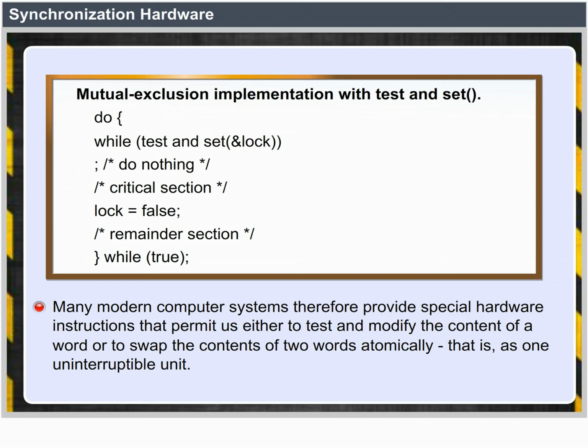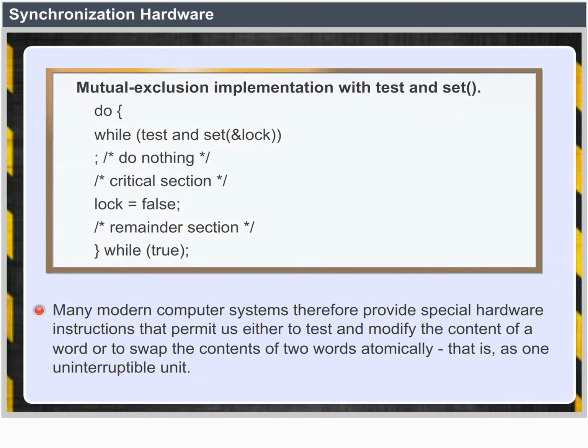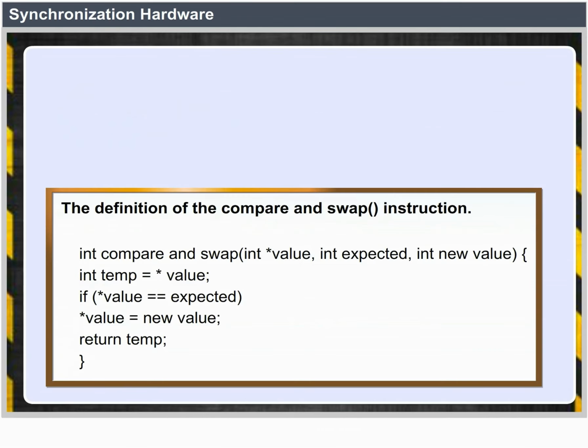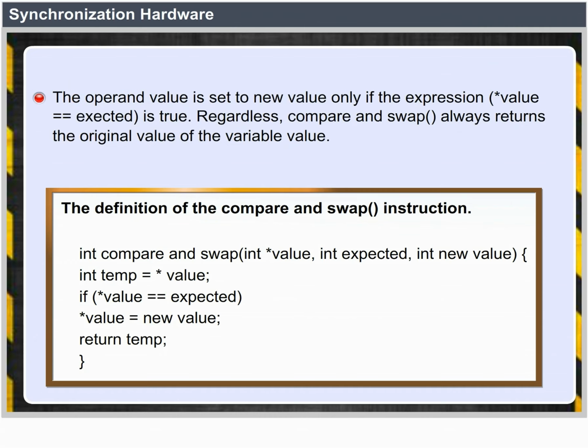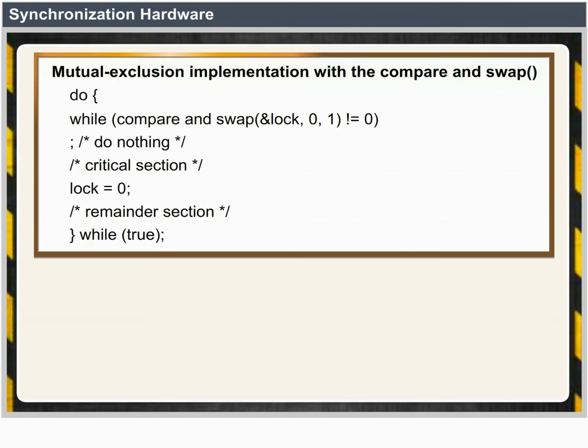The definition of the compare and swap function instruction, shown in program below. The compare and swap function instruction, in contrast to the test and set function instruction, operates on three operands. The operand value is set to new value only if the expression *value equals expected is true. Regardless, compare and swap function always returns the original value of the variable value. Mutual exclusion implementation with compare and swap function, shown in program below.